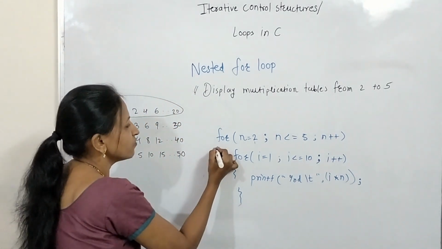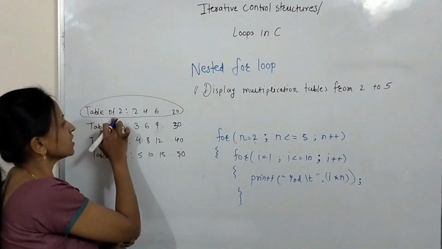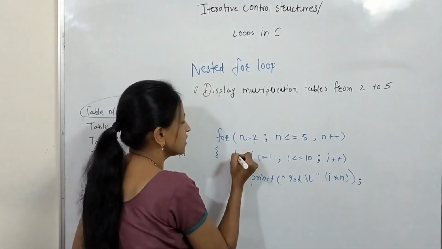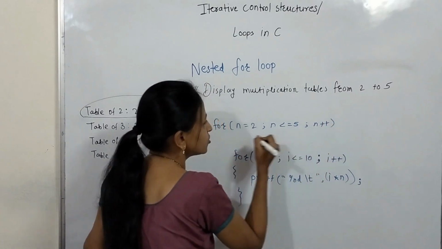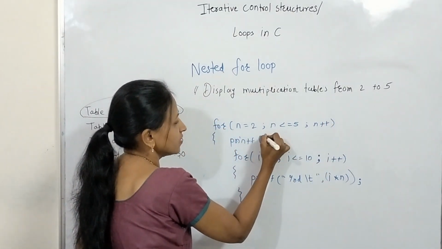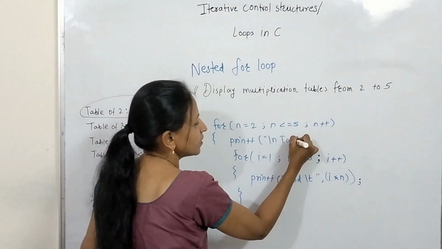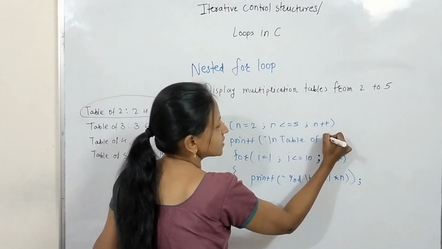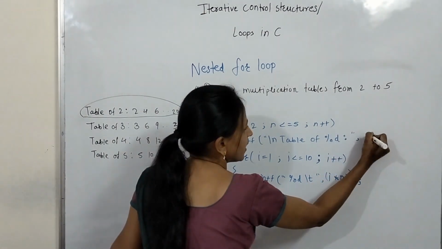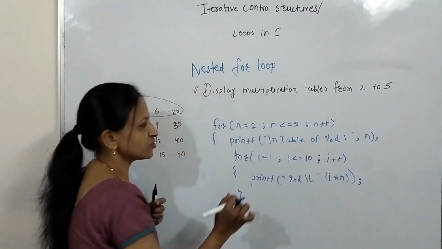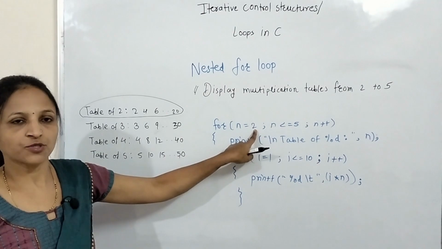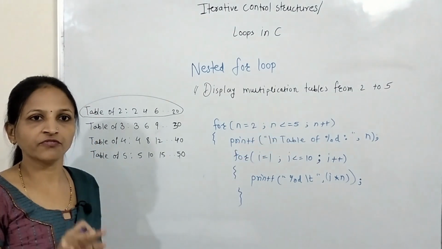Okay, and here we will display a message like this, table of 2, table of 3, means here we will write like printf("\n table of %d:", n). First this message will get displayed. This will get executed 4 times. 2 to 5 means 2, 3, 4, 5.